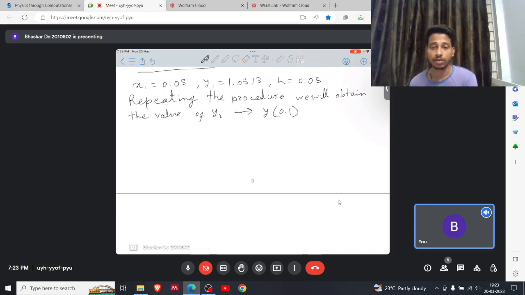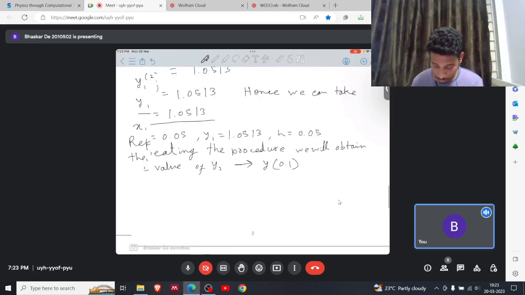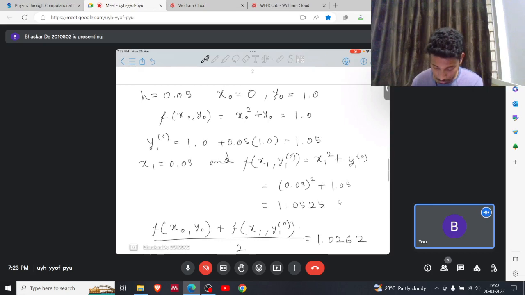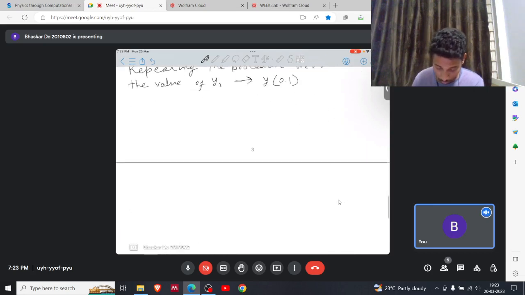y2 means the value of y at x equal to 0.1. We start with the same procedure, so we will first find y2 0. I'll just write down the values: 1.1040. Then the first order y2 is 1.1055. Then the y2 is 1.1055.